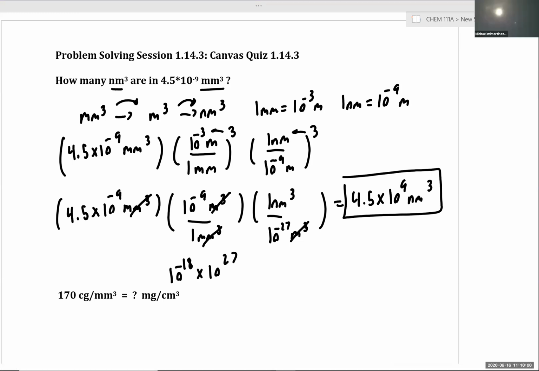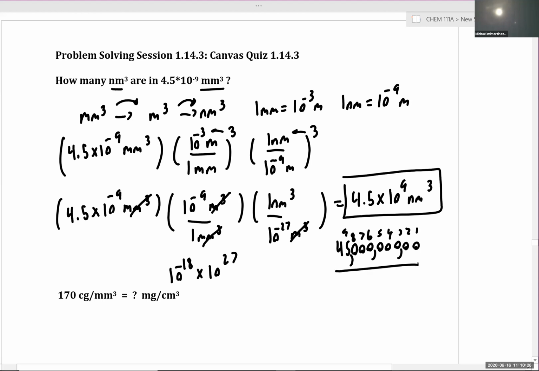On the quiz, you'd write it as 4, 5, 0, 0, 0, 0, 0, 0, and then 1, 2, 3, 4, 5, 6, 7, 8, 9. Like this. Yep. Unfortunately, Canvas doesn't have the best tools for processing scientific notation while still respecting precision. Okay, so the 5 would count as one of the decimal places. Yeah. Okay. Thank you.